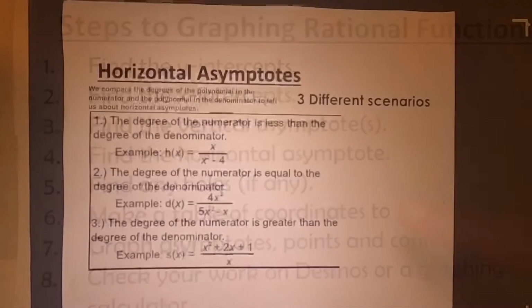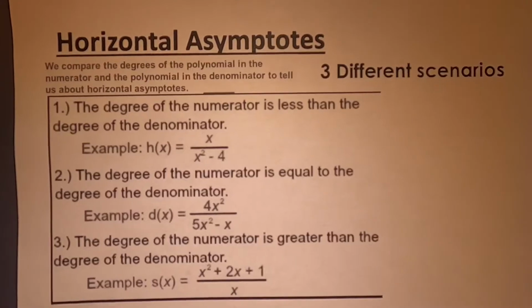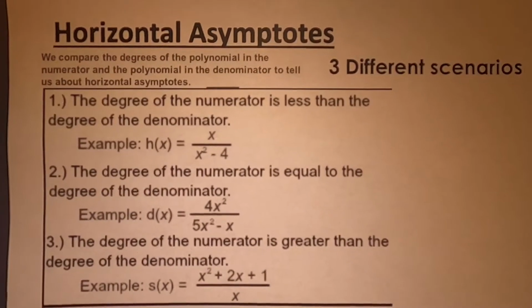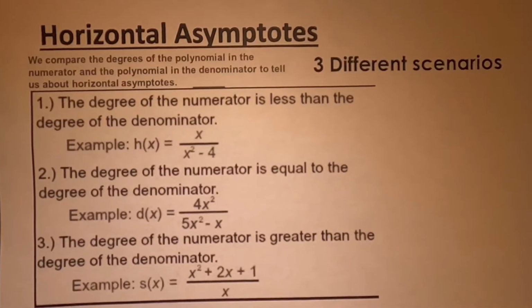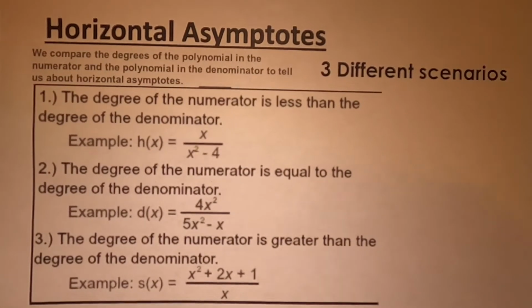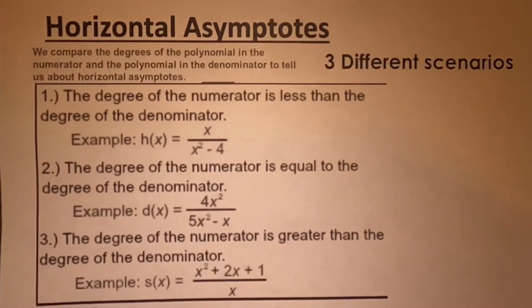In order to find horizontal asymptotes, it all has to do with the degree of the polynomial. Can y'all believe that? The degree. Yes, the highest exponent in the numerator and in the denominator. You're looking at the degree. That's the only thing you have to do to find the horizontal asymptotes.